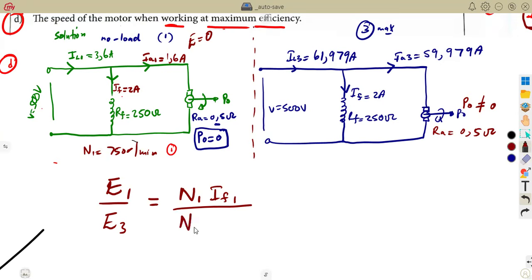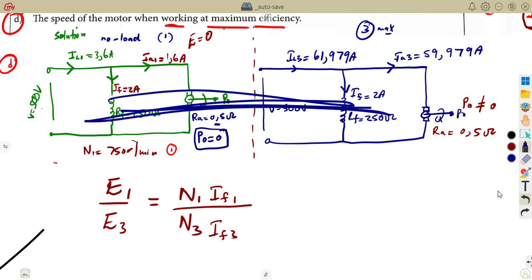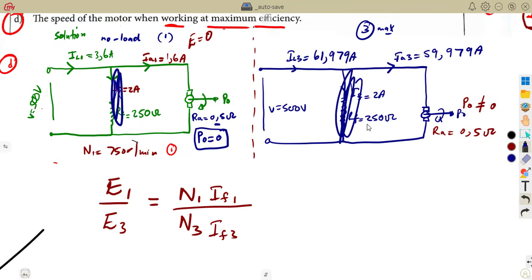The same thing, like I was explaining here, the current and the flux are proportional. So for the speed, you're going to have N3, then the field current is going to be field current 3. Take note, guys, there are no adjustments in the field in these diagrams. The current that we have in the field there is the same, so this part can even cancel. Are we having E1? We do not have. Are we having E3? We do not have. N1, we are given this one. N3 is the one that we need: the speed when working at maximum efficiency.